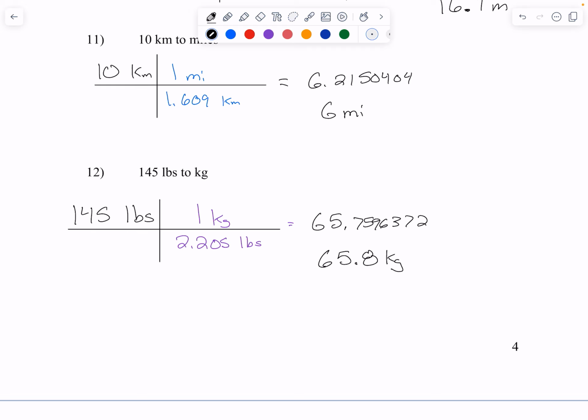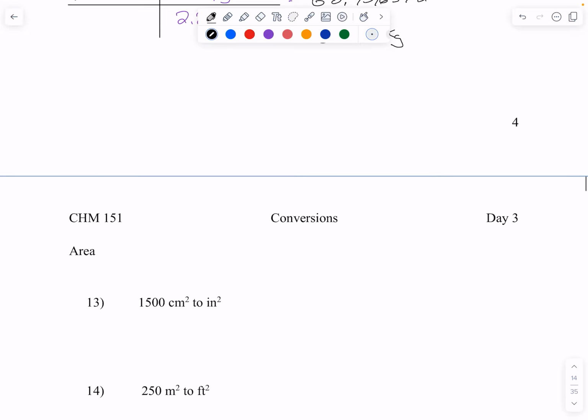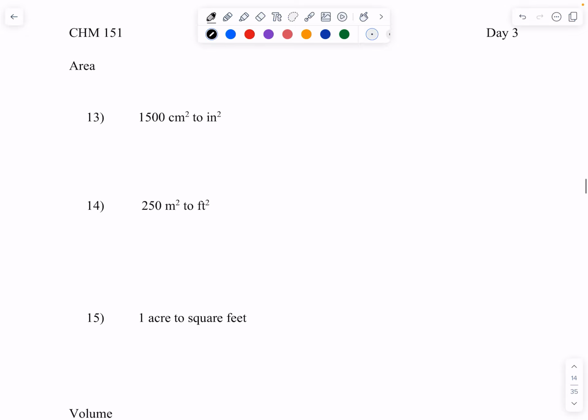There we go. All right, now I want to dive into some examples of area. How do we do area? Then we want to do volume. Area and volume and a couple more compound units, just to make sure that we've done examples of all of these for you so you have a reference.